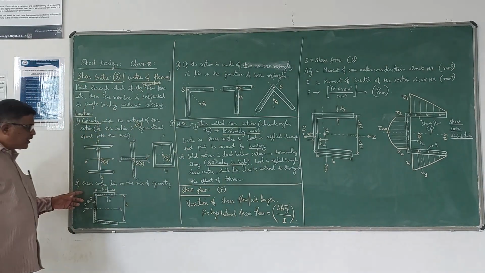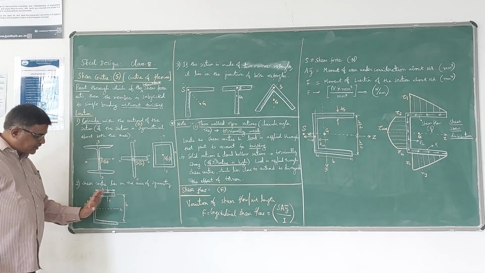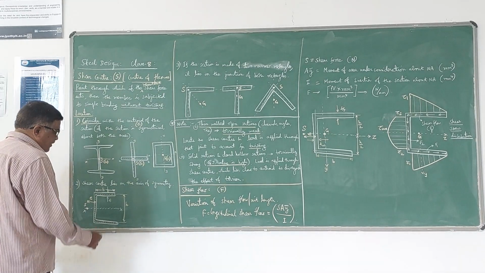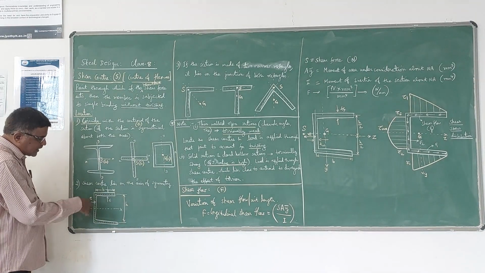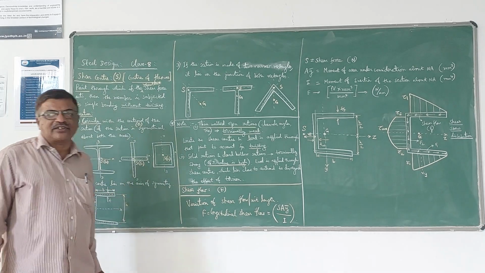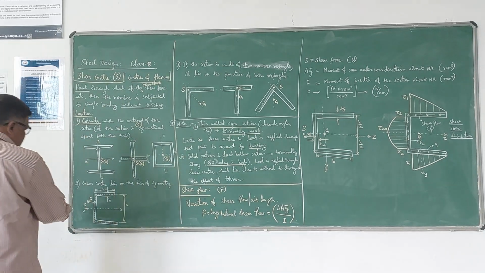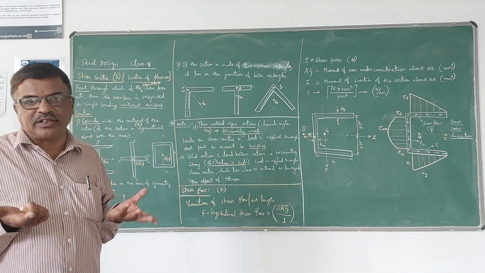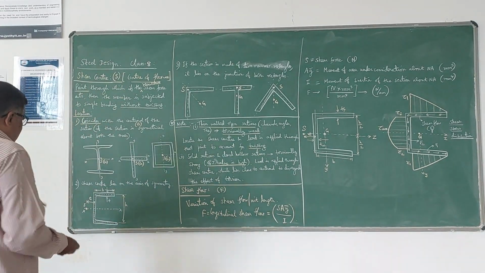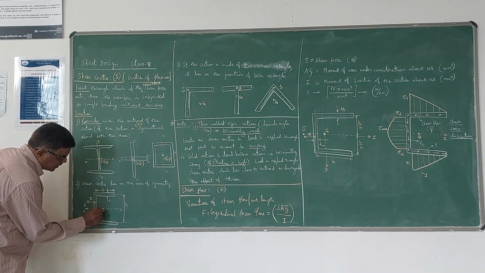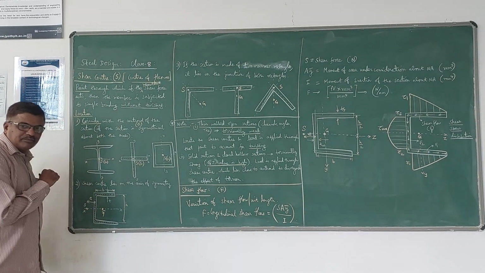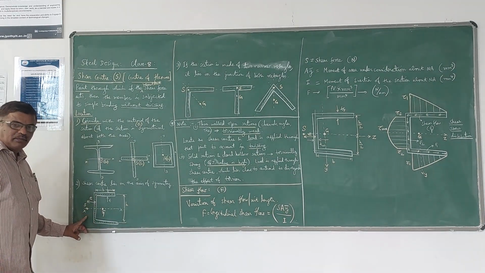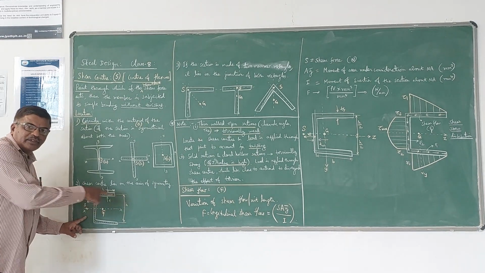On the other hand, if the section is symmetrical about one of the axes, let us say here I have taken a channel section, which is symmetrical about the x axis. In such a case, the shear center lies on the axis of symmetry. Of course, the centroid also lies on the axis, but they need not coincide. If you locate the centroid of this channel section, G may come somewhere here, but S will be somewhere here. Both of them lie on the axis of symmetry.